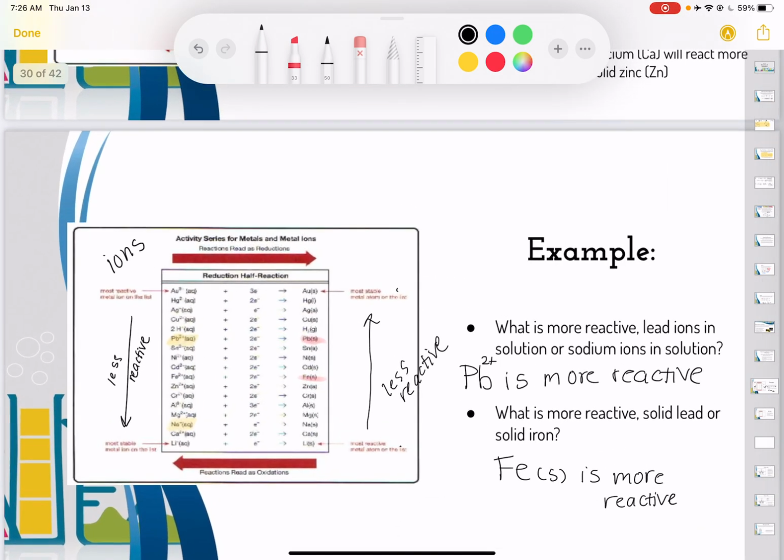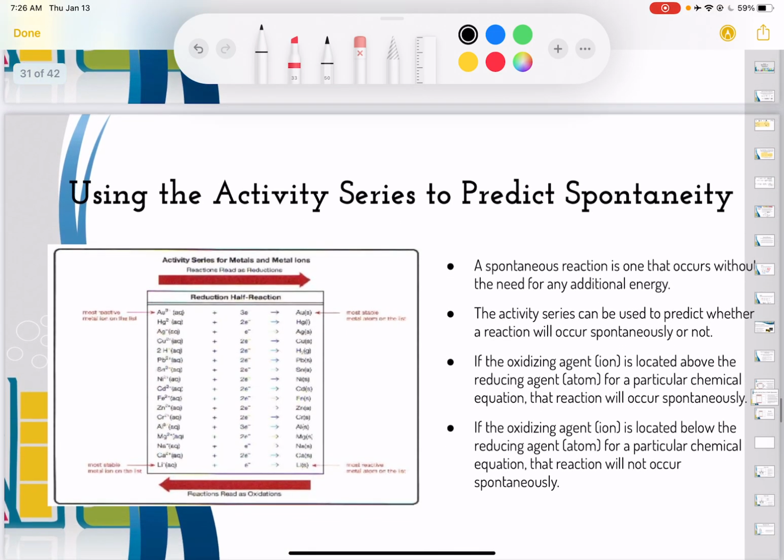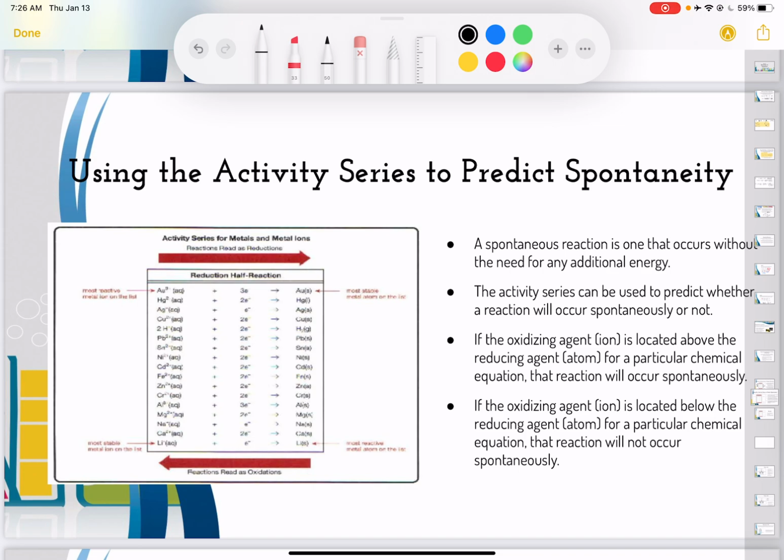That's basically how we read that table. That's all you would have to do in these types of questions. Using the activity series, we can predict whether something will happen spontaneously or not. If something is more reactive, and it's higher up on the table, then the reaction will be spontaneous. A spontaneous reaction is one that occurs without the need of additional energy. You just put these two things together and they'll react. We don't need to use heat or something like that to make a reaction happen.